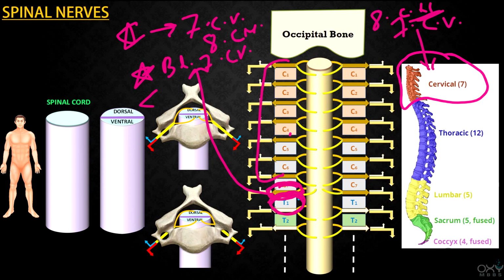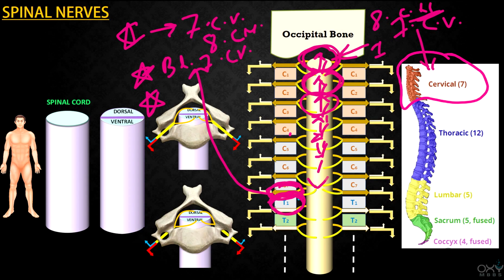And the next important point is that these nerves emerge as segments. So our spinal cord is present in these segments. It means from this part of the spinal cord, cervical nerve first emerges, from this part the second cervical nerve, from this part the third, and so on.